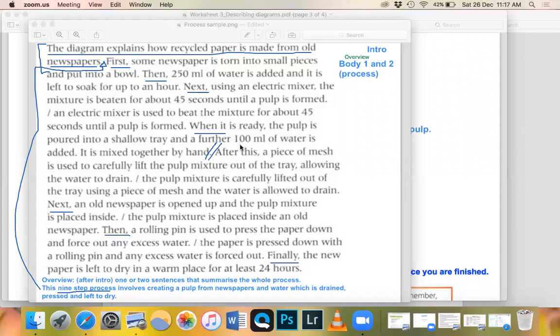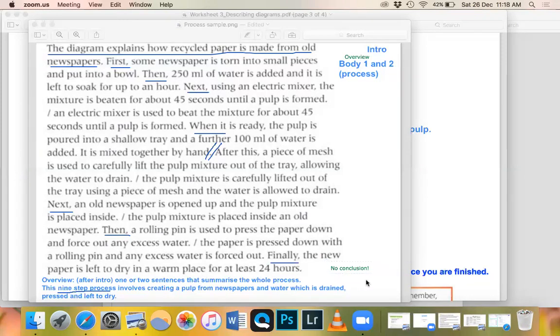All right, we have run out of time. If you want, you could take a screenshot of this so that you know what the structure is for this type of task. You need an introduction, an overview, and a body 1 and body 2 in which you describe the process. Remember, no conclusion. The last step can just be finally. Okay, so if you like, you can take a screenshot of that.